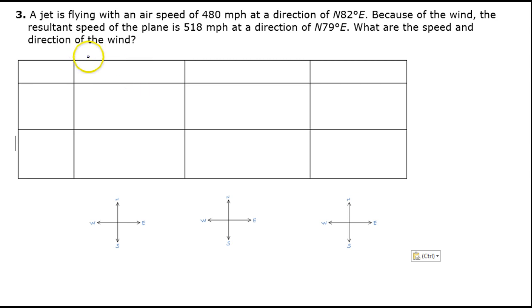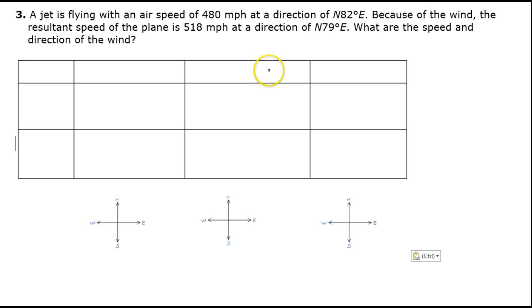So, a jet is flying with an airspeed of 480 miles per hour at a direction of north 82 degrees east. Because of the wind, the resultant speed of the plane is 518 miles per hour at a direction of north 79 degrees east. What are the speed and direction of the wind?